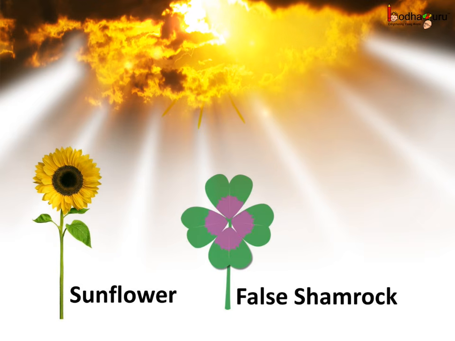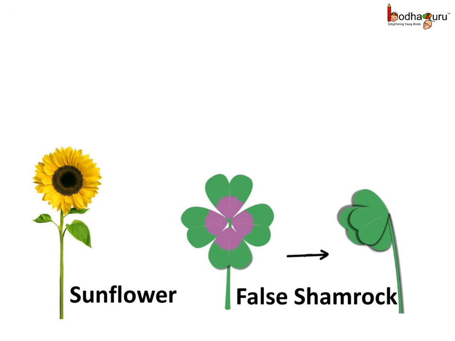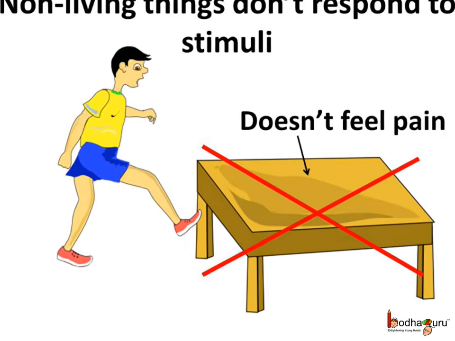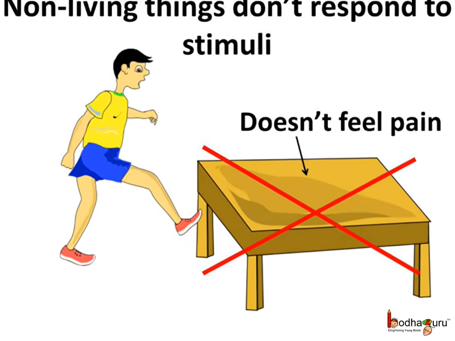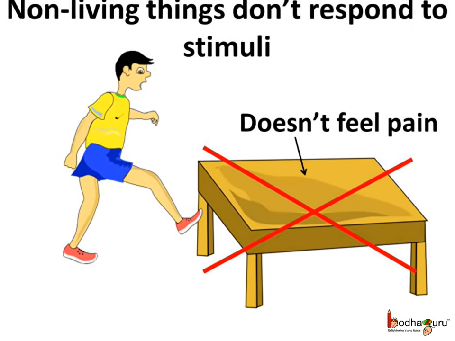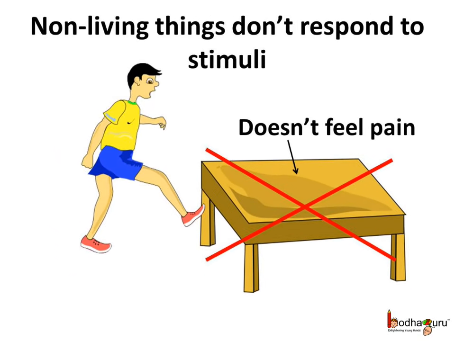Also, in some plants, the leaves open in sunlight and close after the sunset, like in the case of false shamrock. But a non-living thing such as a table would not move or bark when you touch it or bang it or put a hot pot on it. So, a living thing responds to stimuli.